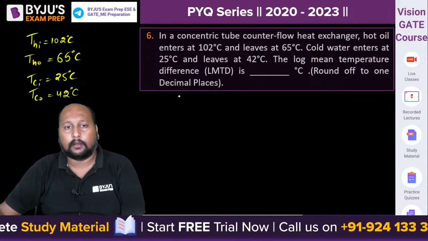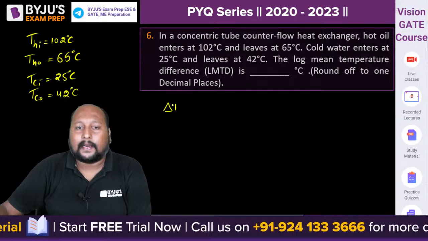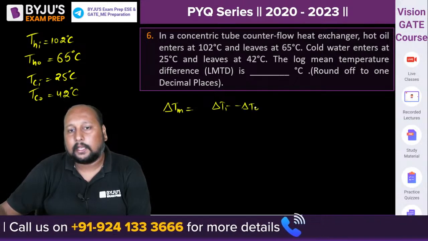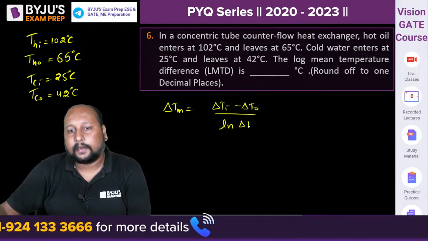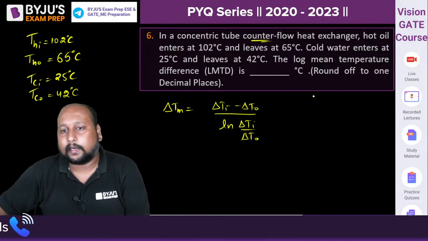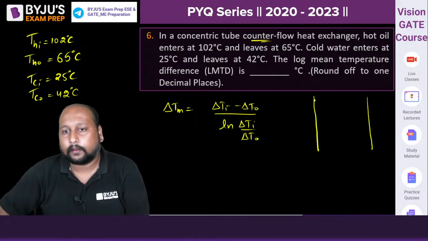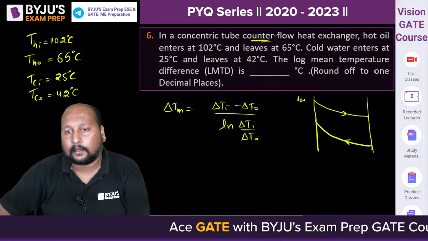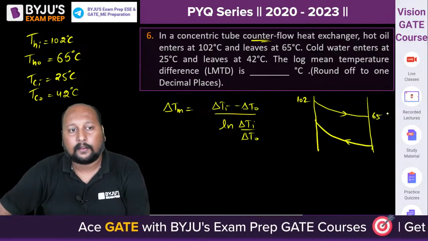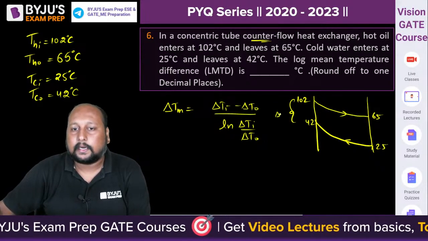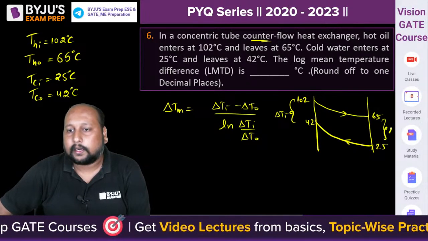Simple question. Log mean temperature difference delta Tm is equal to delta Ti minus delta To divided by logarithm of delta Ti by delta To. Now this is a counterflow heat exchanger. Let us draw the temperature profile. This is the hot fluid. This is the cold fluid. I'm not drawing the parallel because it's not parallel. 102, 65, 25, 42. So this is your delta Ti, this is your delta To.